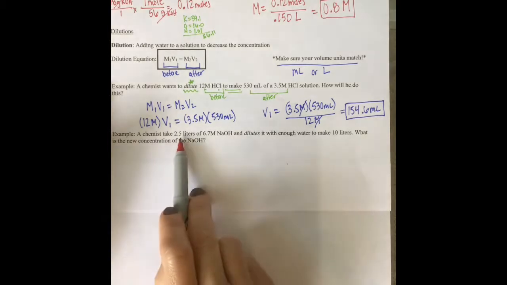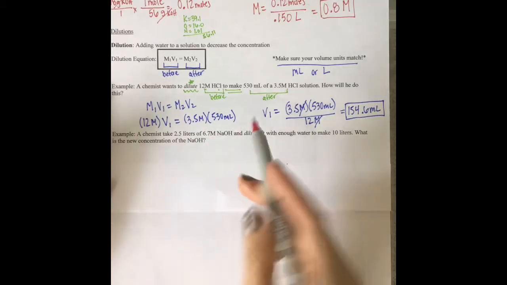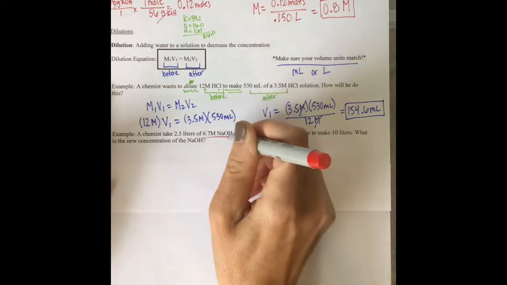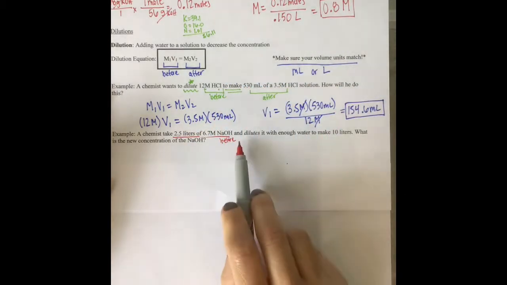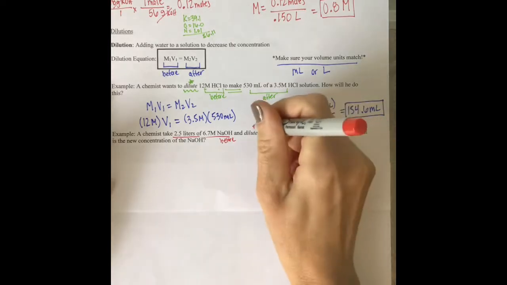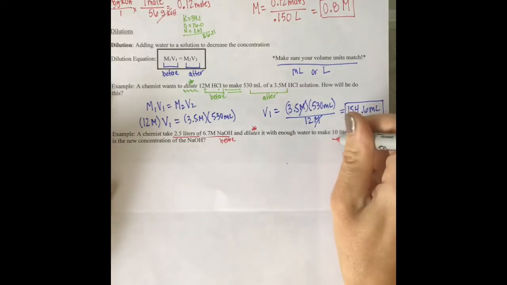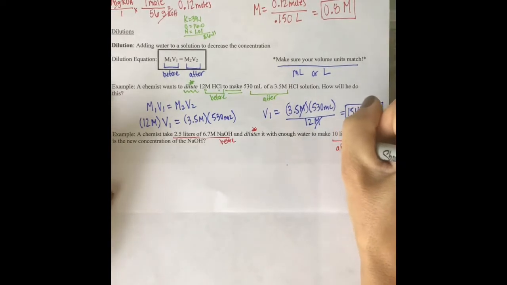All right, let's work through this last problem together to make sure you have the hang of it. A chemist takes 2.5 liters of a 6.7 molar solution. This is before. And dilutes it, keyword to use your dilution equation, and dilutes it to make 10 liters. This is how much we have after. What is the new concentration?